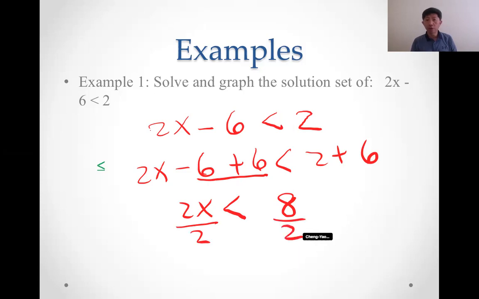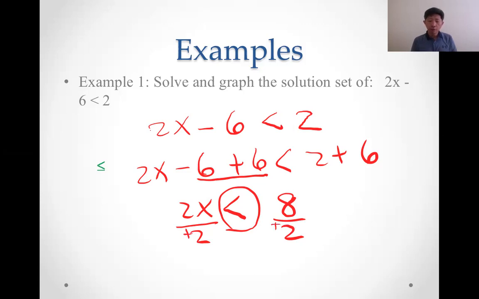Do we have to switch the sign? No, because we are dividing by a positive, so we don't have to worry. Dividing by 2 on both sides, we keep the same symbol. We don't flip. If we divide by a negative, then we have to flip. But here it's a positive, so we don't have to change. It just remains like this.